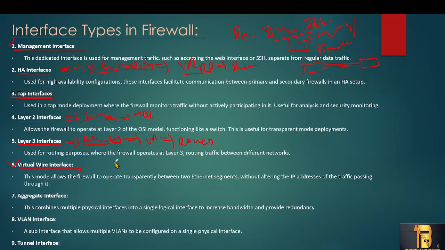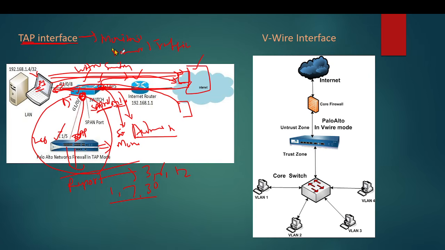This is the same as the tap interface. In the tap interface we are just monitoring the traffic, and if the administrator feels something is suspicious, they cannot do anything in the tap interface mode. So if the administrator feels some suspicious activities are happening in my network and wants to block that without changing any network configuration.